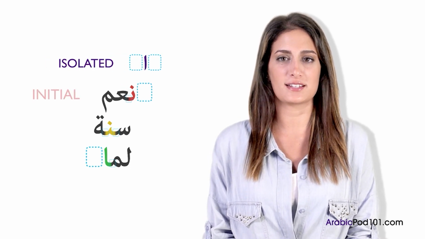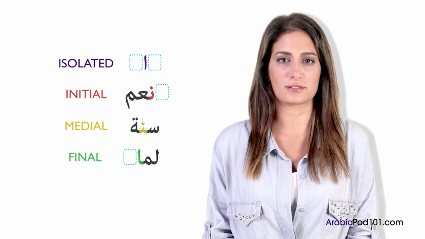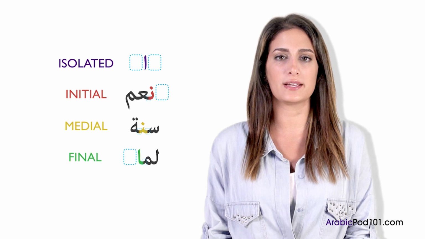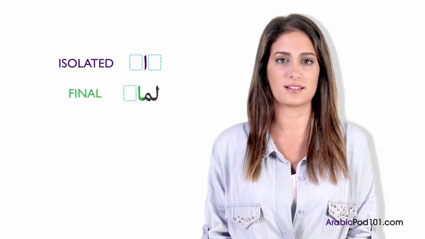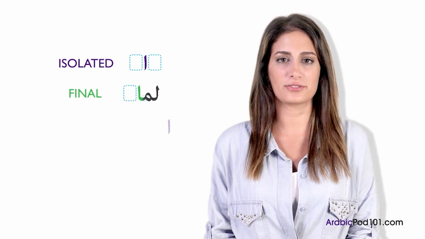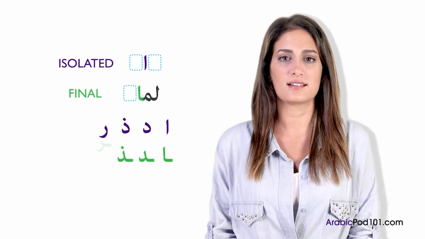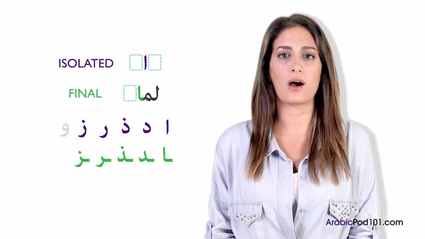Letters of the Arabic alphabet have 4 ways to connect to the letters before and after them: isolated, initial, medial, and final. However, there are letters that don't follow that rule and only have 2 forms of connection. They are alif, dal, dhal, ra, zain, waw. Now let's review the letters we've learned so far.